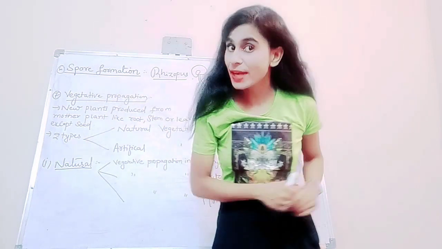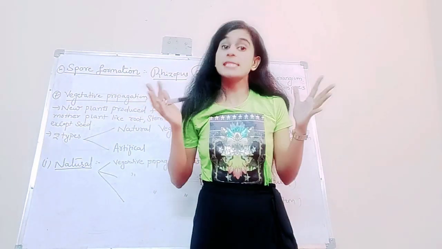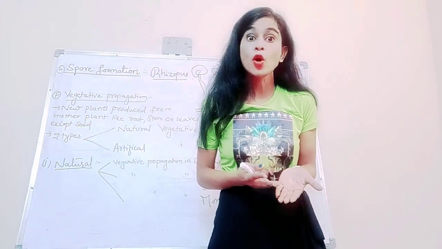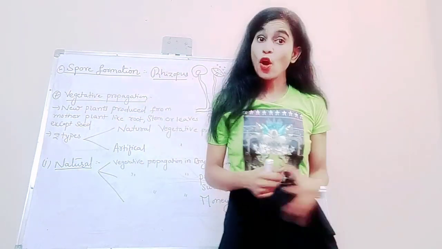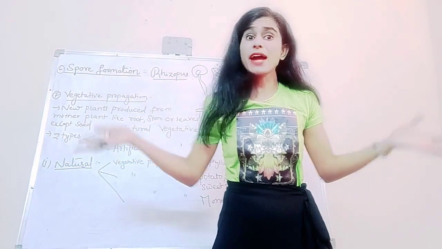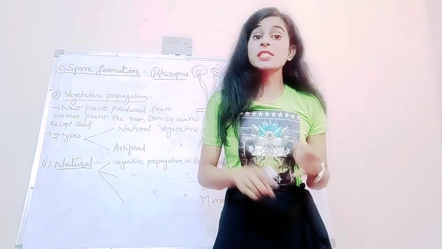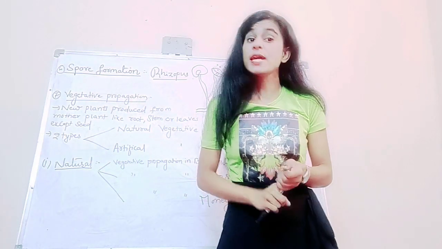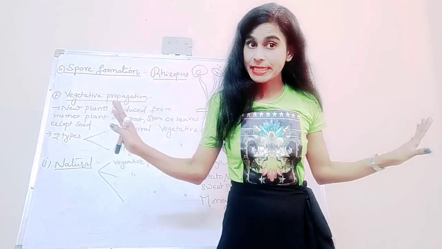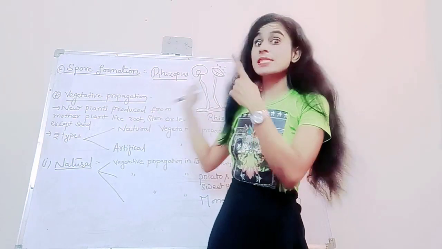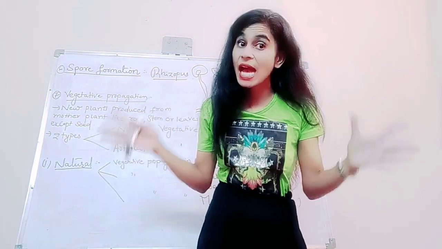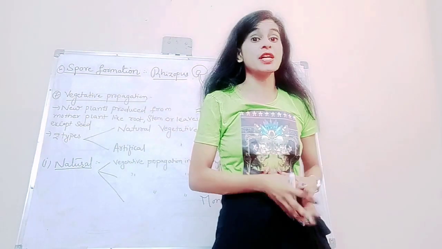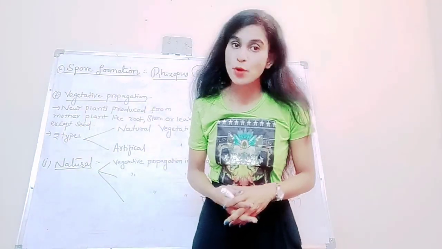Yes guys, we were discussing asexual reproduction, and we have discussed almost 5 types of asexual reproduction. I have discussed multiple fission, binary fission, fragmentation, regeneration. All these things we are already done, and today I'm going to discuss the last 2 types of asexual reproduction, that is spore formation and vegetative propagation.